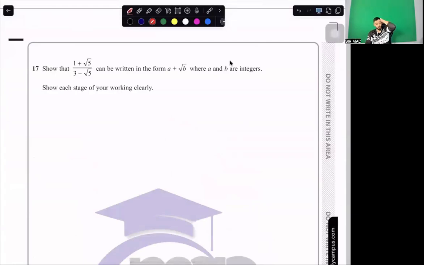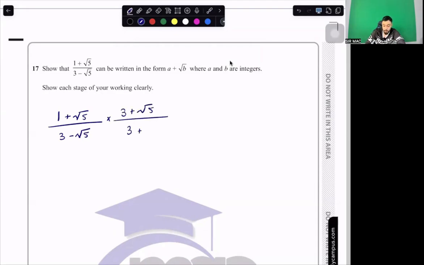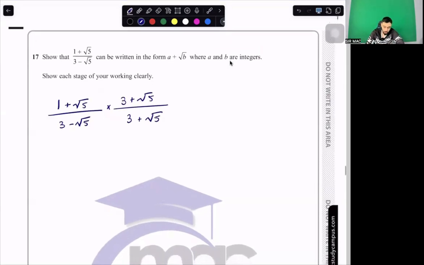Show that this can be written in this form. Now it's basically surds, so you're going to be rationalizing the denominator. Whenever it comes to rationalizing the denominator, you multiply the top and bottom by the denominator with the sign changed: 3 plus root 5 divided by 3 plus root 5. You're not allowed to plug it in the calculator. That's not allowed at all.